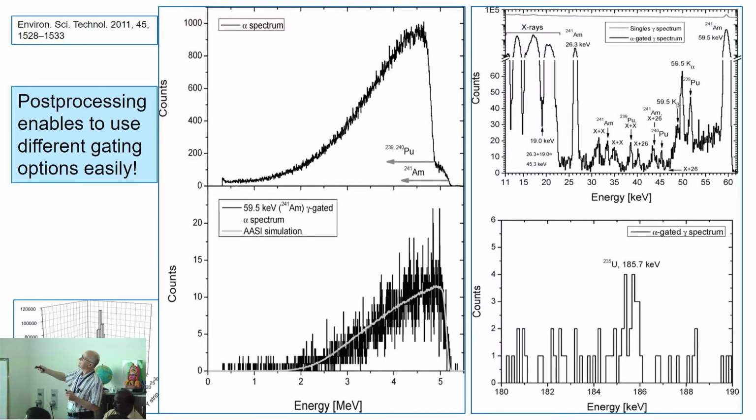When we gate this spectrum by using alpha, we get this kind of spectrum. See the count rate level. There are almost 100,000 counts per channel here. But there is basically no background at all. So we can very easily detect what these peaks are, which cannot be identified at all in the raw spectrum, the so-called singles spectrum, the normal gamma spectrum.